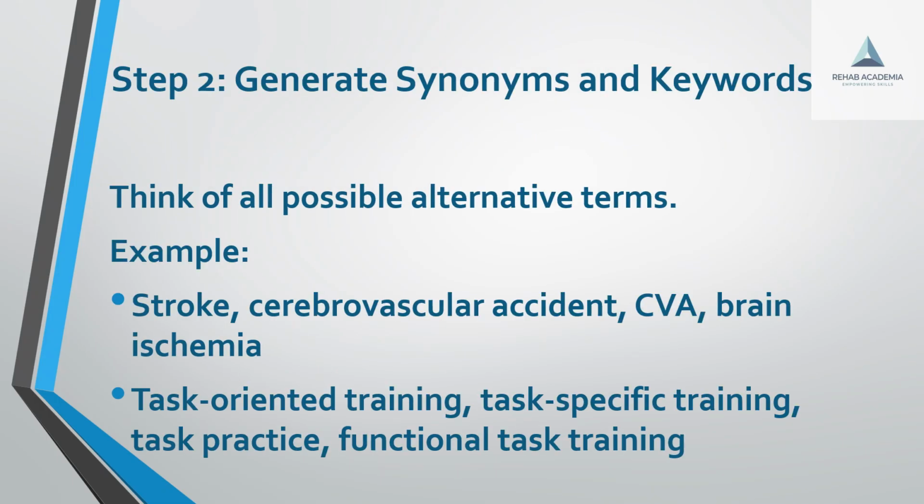Once you have the components, list all possible keywords for each. Use simple substitution thinking. Ask yourself, what other terms might authors use? For example, in case of population, they might use the word stroke, cerebrovascular accident, CVA, brain ischemia. And in case of intervention, authors may use task oriented training, task specific training, task practice, functional task training. Think broadly. At this stage, don't worry about correctness, just collect the terms.